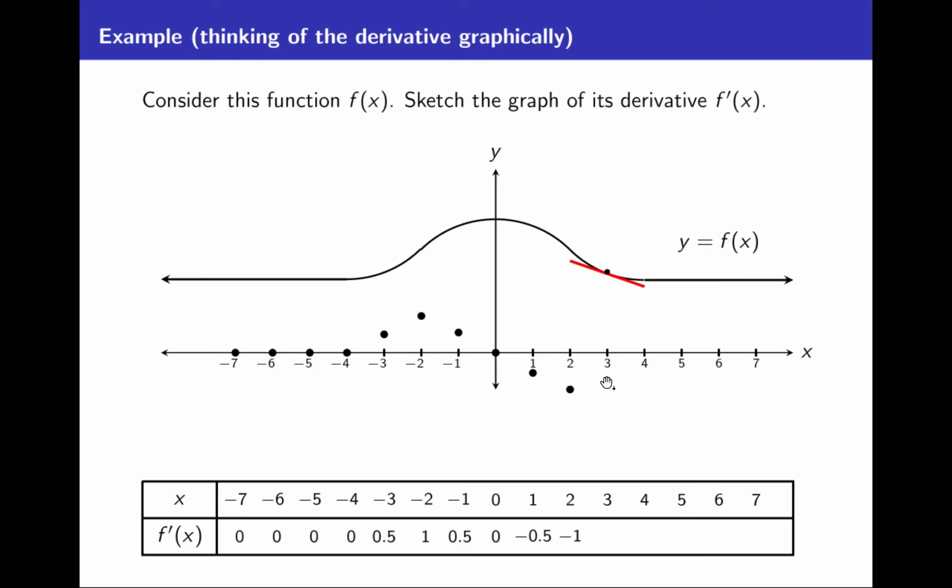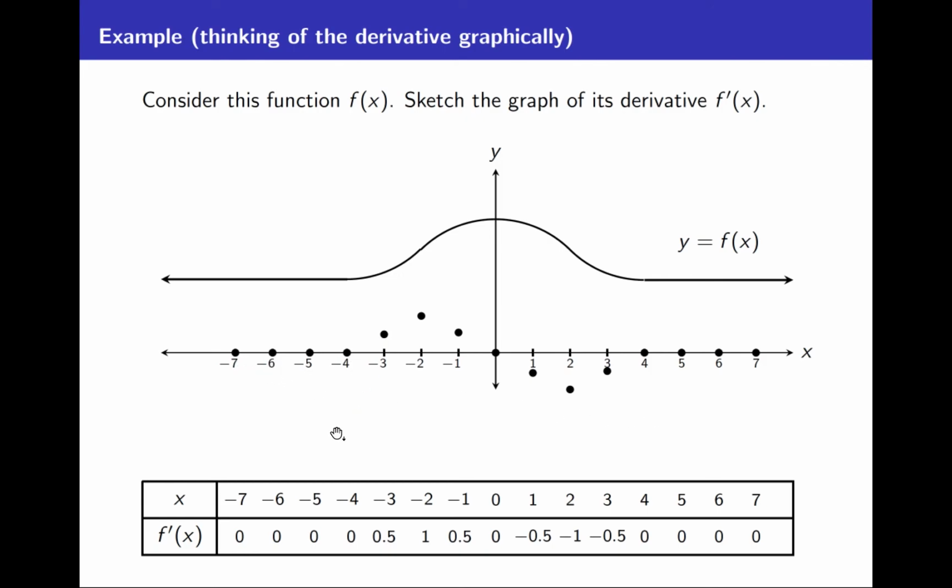Moving to 3. Looks like the tangent line has slope maybe -1/2. So f prime of 3 would be -1/2. So we'll plot that point. And from here on out, you can tell that at 4, 5, 6, and 7, the slopes of the tangent lines there are going to be 0. So f prime of each of those values is 0, and we'll plot those points there.